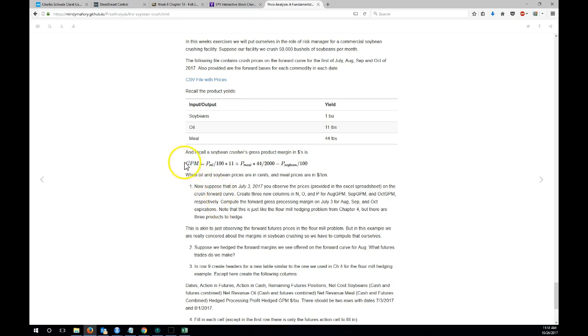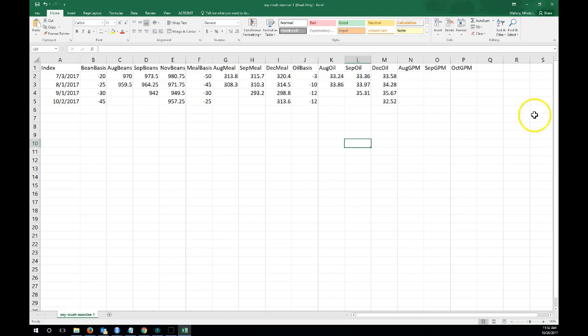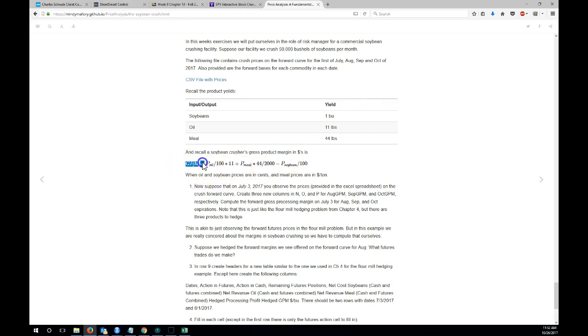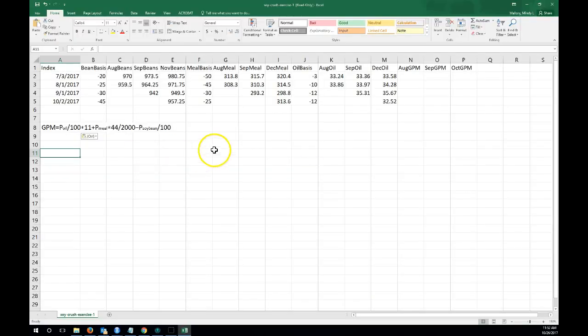So you might want to make a copy of this or write it down because we're going to be using this equation when we go back to the Excel spreadsheet. Alright, so let's start computing those gross processing margins. And actually, I'm going to see if I can grab this equation. Yeah, that doesn't look too bad. So that'll help us remember.